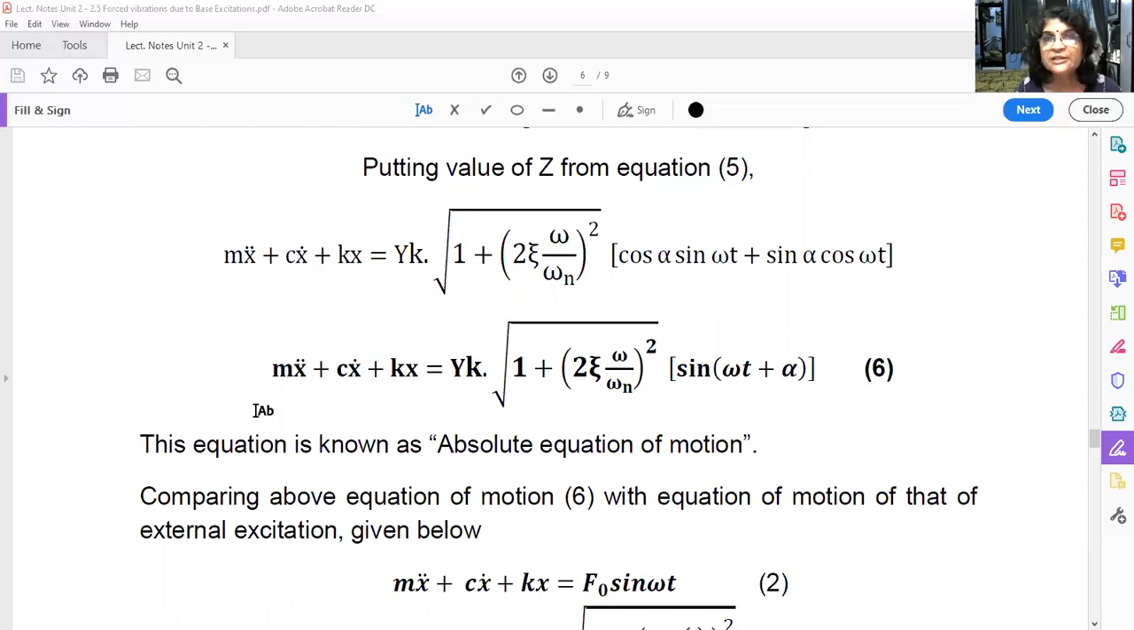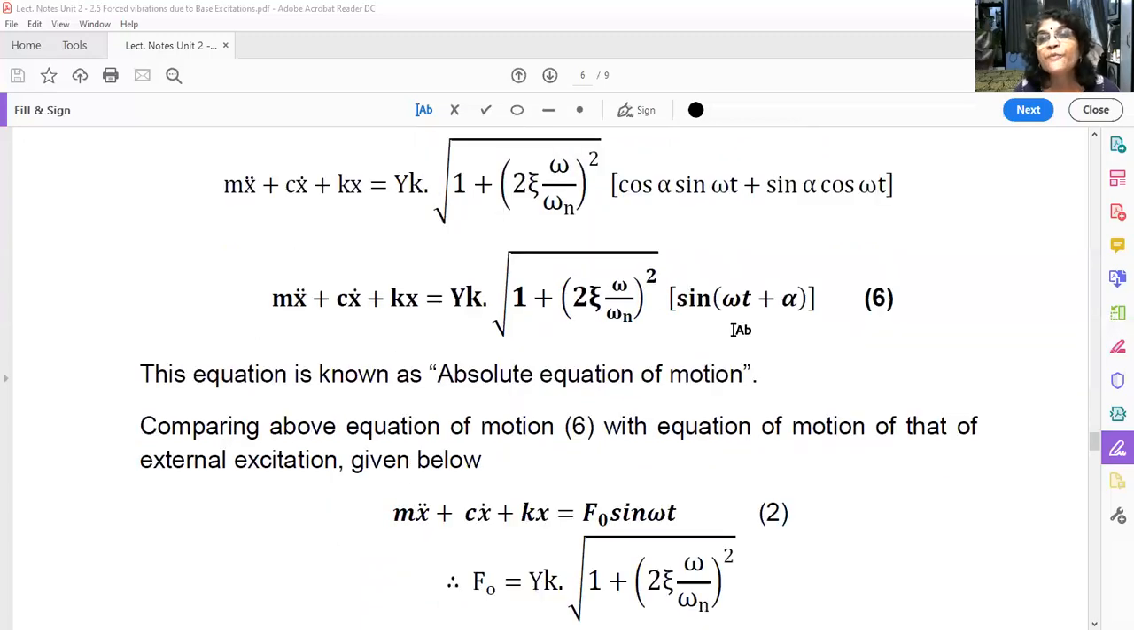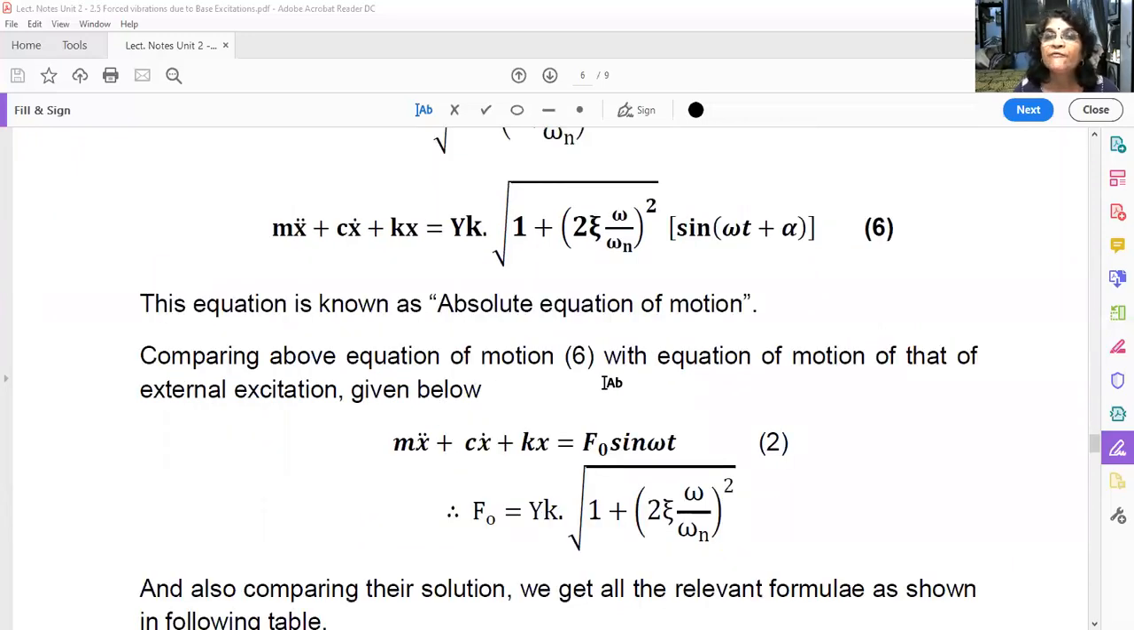So this is the equation of motion for forced vibration due to support excitation. This is known as the equation of motion of absolute motion. If we compare this equation with the very initial equation, forced vibration due to external excitation, what was that equation? mx double dot plus cx dot plus kx is equal to Fo sin omega t. See, the left hand side is common, so you can compare the right hand side.